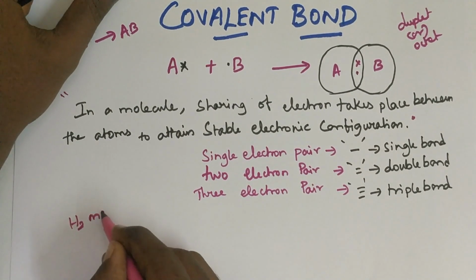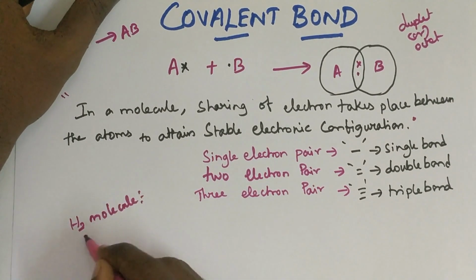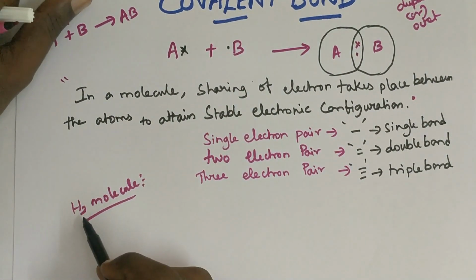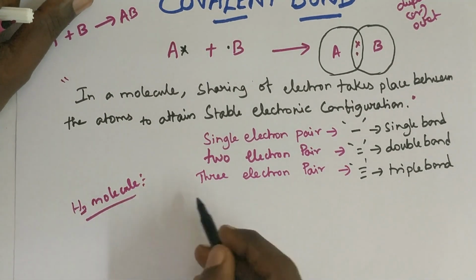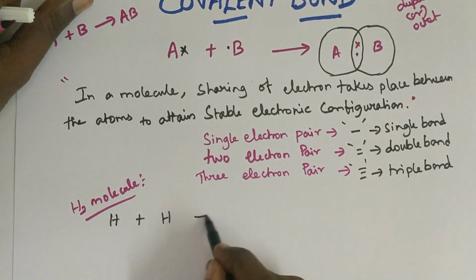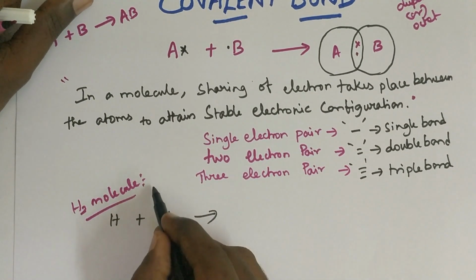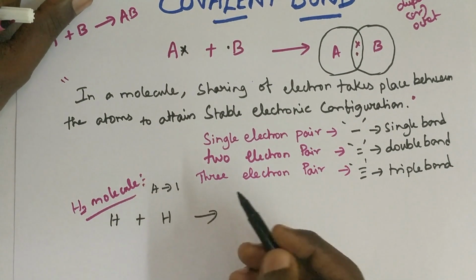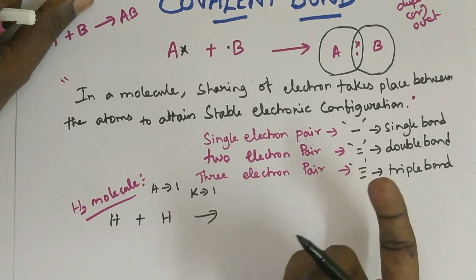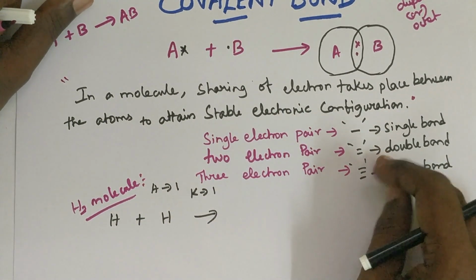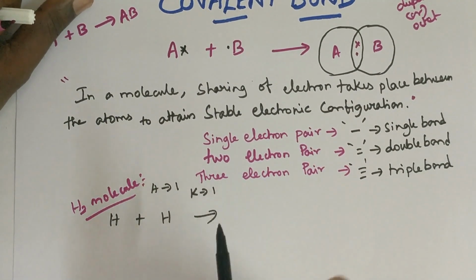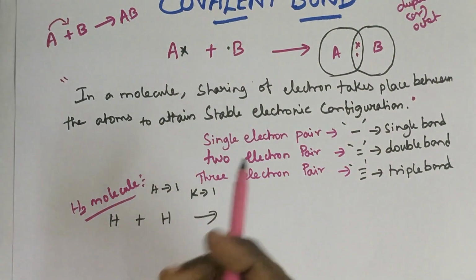So hydrogen molecule. Hydrogen molecule means two atoms of hydrogen combine to form a hydrogen molecule. That means H plus H combine to form H2. Obviously we know hydrogen is the first element, so atomic number is 1. The K shell contains 1 electron. This electron is an outermost electron. In this case we have to see only the valence electron, the outermost electron. So hydrogen valence electron is 1.